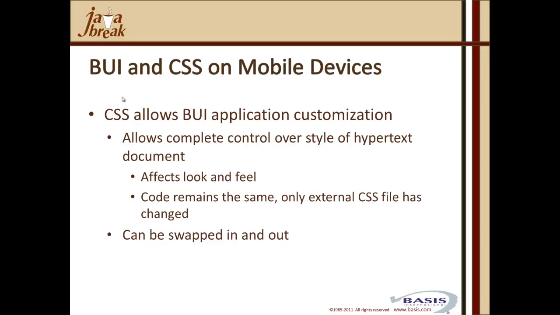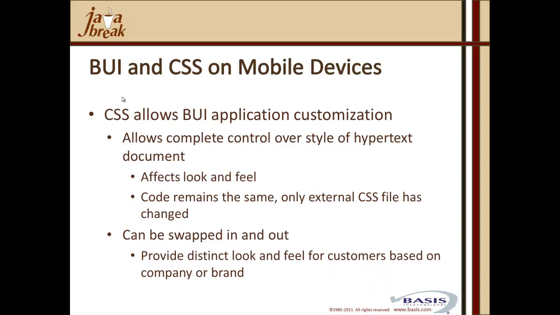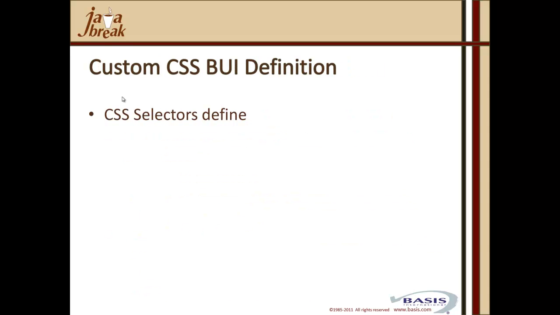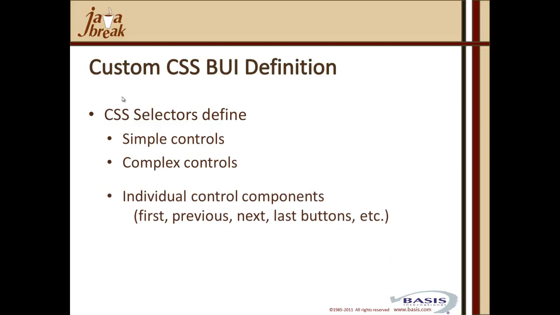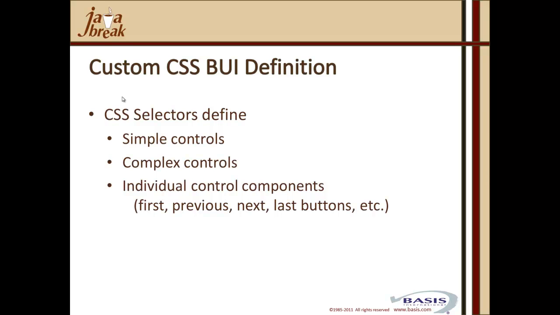You can swap the CSS file style in and out. You can even have it swapped out by user. It provides a distinct look and feel for the customers based on either the company or the brand or the information you wish to highlight for their particular use case, and can be modified without touching any of your application code. So what does that involve? You have a custom cascading style sheet browser user interface definition, and your CSS selectors will define simple controls, and you can change the complete look and feel of a control with CSS. You can change complex controls. You can change individual control components. For example, first, previous, next, last buttons, etc.